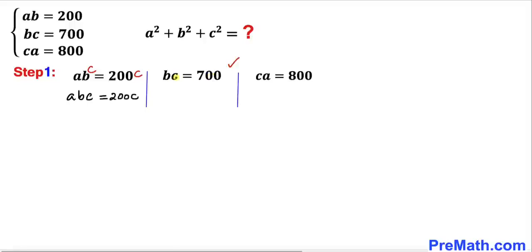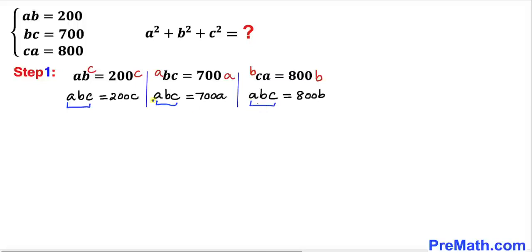And now let's focus on this next equation. I am going to multiply both sides by A on this side and A on this side as well. So therefore, this equation is going to become ABC equal to 700A. And finally, let's focus on this equation. I am going to multiply both sides by B on this side and B on this side as well. Therefore, this is going to become ABC equals 800B.